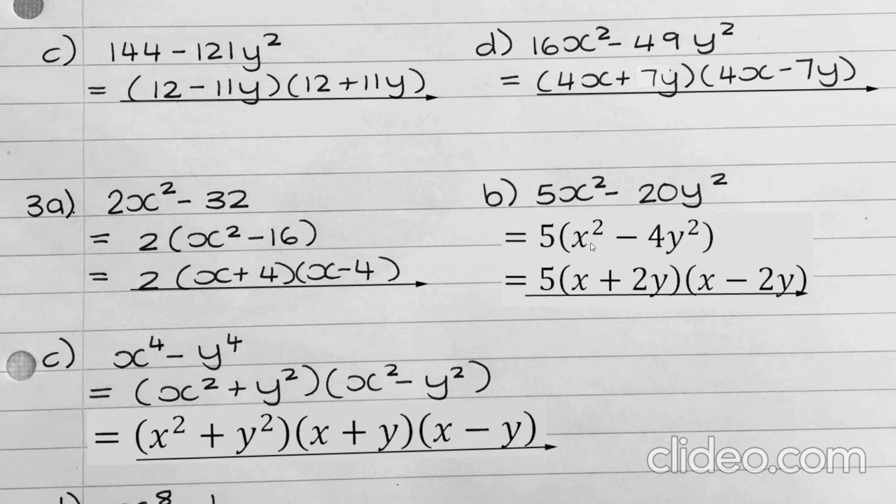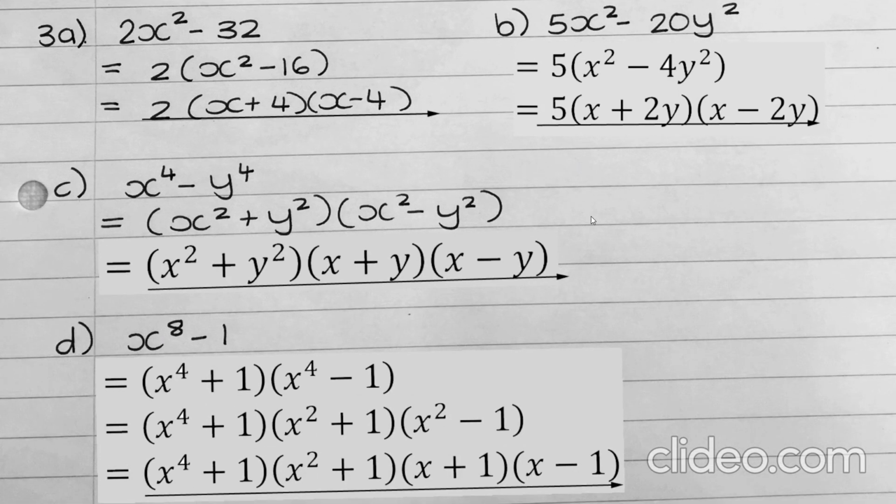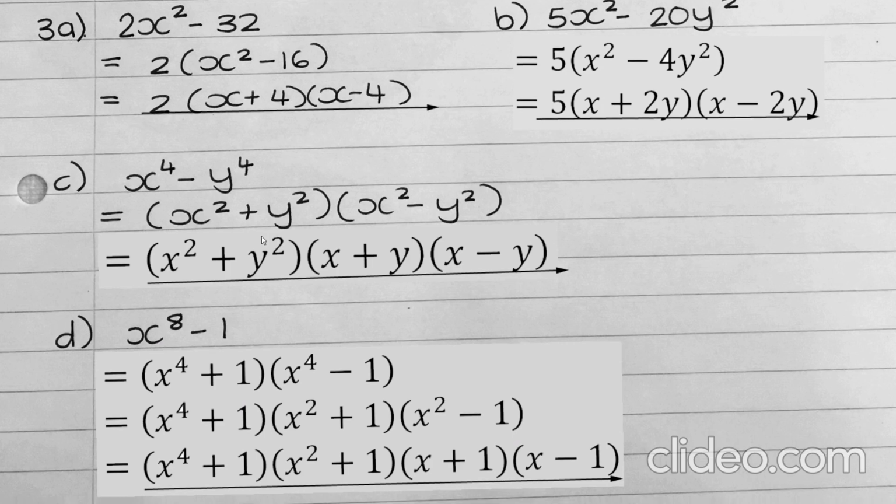The square root of x squared is x, the square root of 4 is 2, and the square root of y squared is y. The one bracket will be positive, the other one is exactly the same except it's negative. Alright, C, maybe a lot of you guys got to this step here and then you stopped. I'll show you why I carried on.